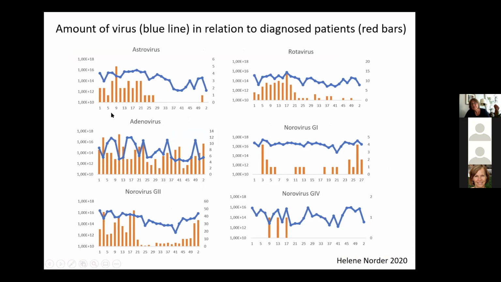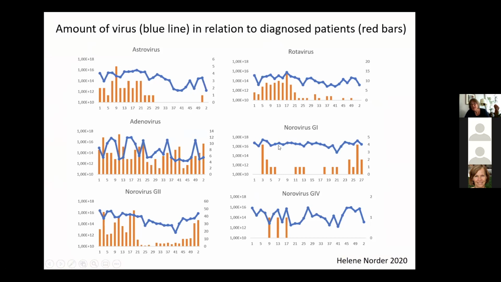What we found was that there were different patterns of these viruses. For astrovirus, which gives more disease in children and the elderly, there were higher amounts. This is a log scale. So higher amounts during the spring, and then we also had more patients infected. When there were fewer patients, there was less virus. The same goes for the rotavirus. And for adeno, it peaked just a few weeks before it peaked in patients.